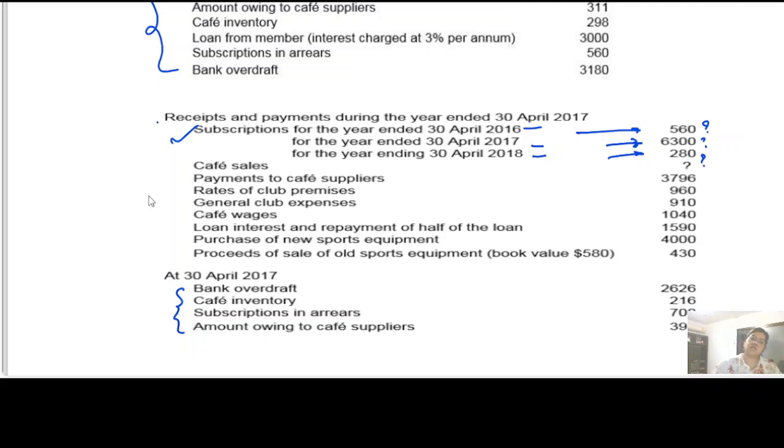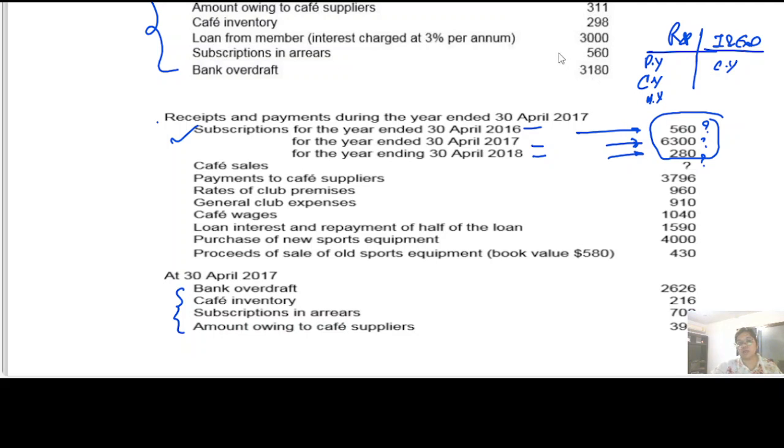Okay, because there is a difference between the income and expenditure account and the receipt and payment account. The foremost difference is, in the income and expenditure account we only record those transactions which are related to the current year, but in the receipt and payment account you have to record transactions which are related to the previous year, current year and your next year. So it means you have to record all these three values as subscription.